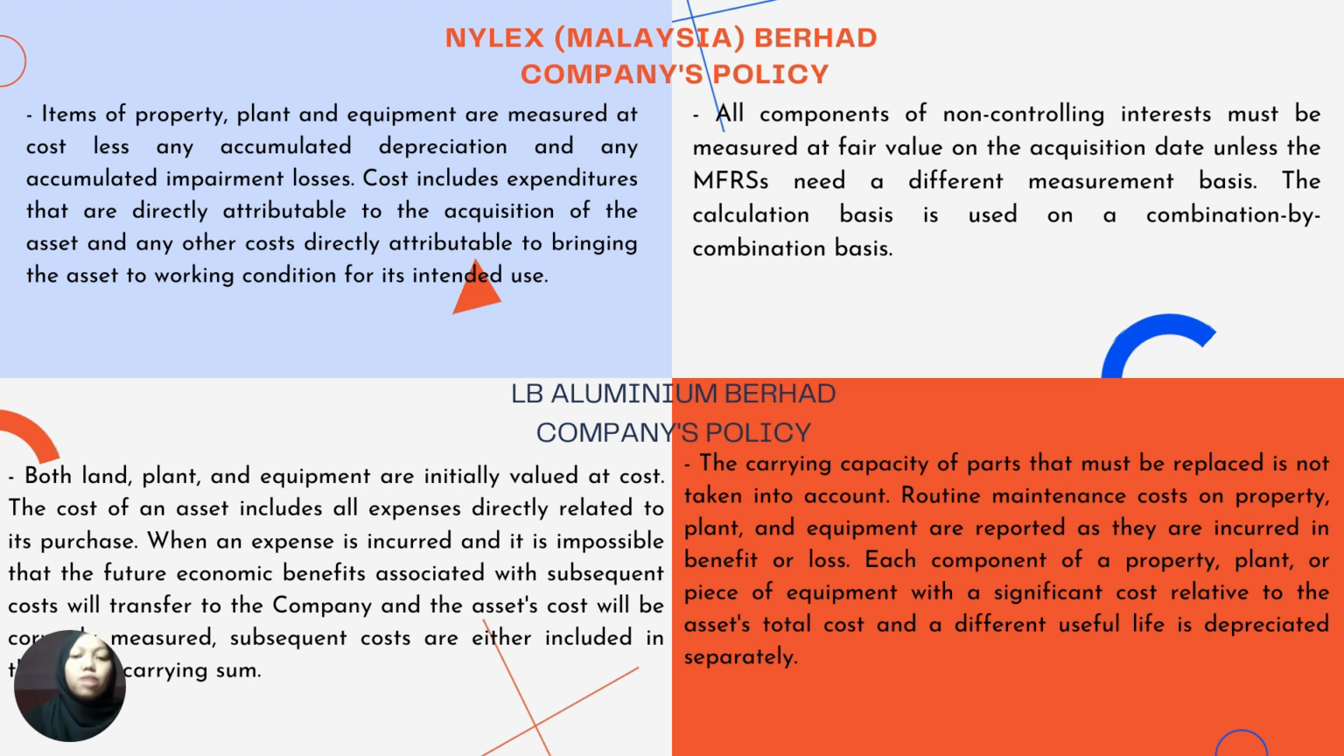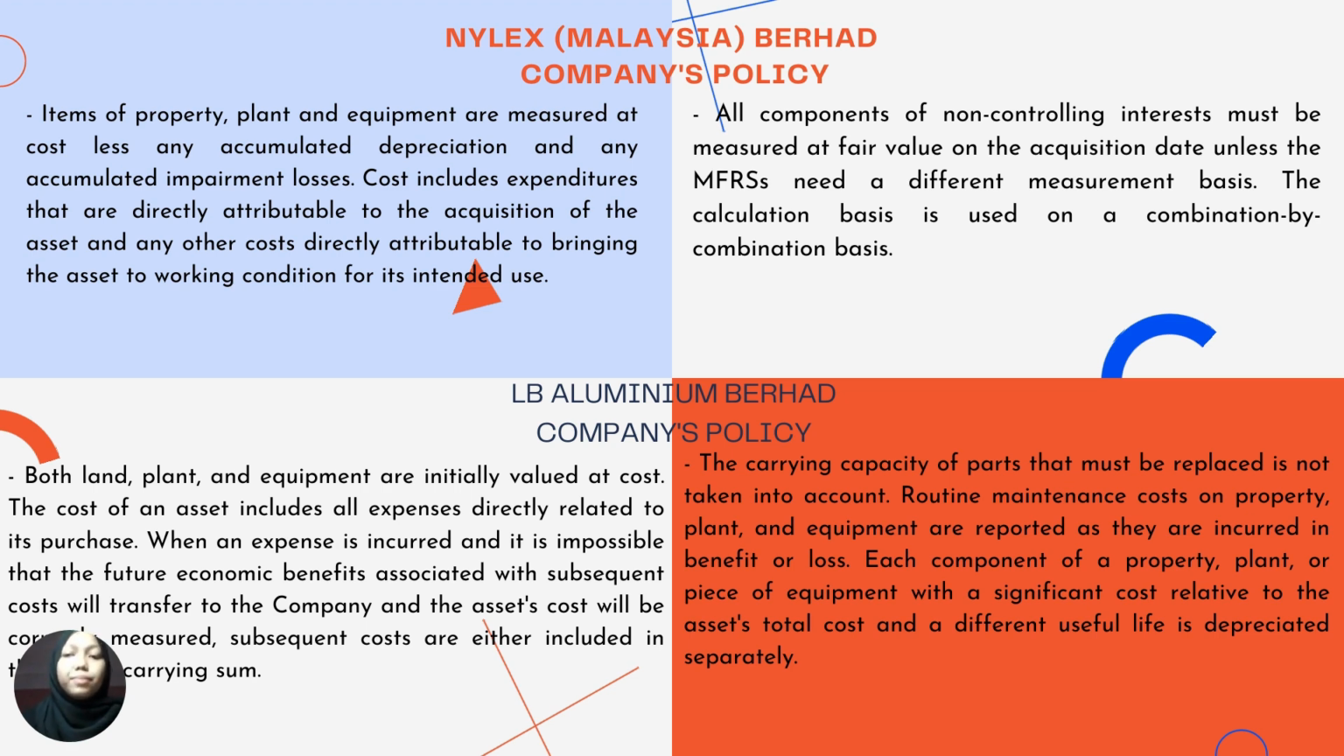The next one is LB Aluminium BERHAD. For this company's policies, both land and equipment are initially valued at cost. The cost of an asset includes all expenses directly related to its purchase. When an expense is incurred and it is probable that the future economic benefits associated with subsequent costs will transfer to the company and the asset's cost can be correctly measured, subsequent costs are included in the asset's carrying amount.